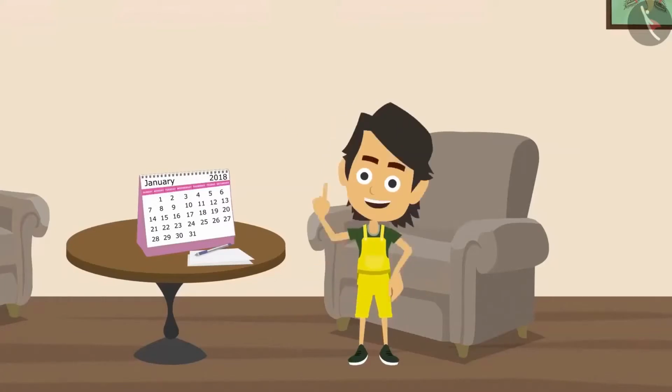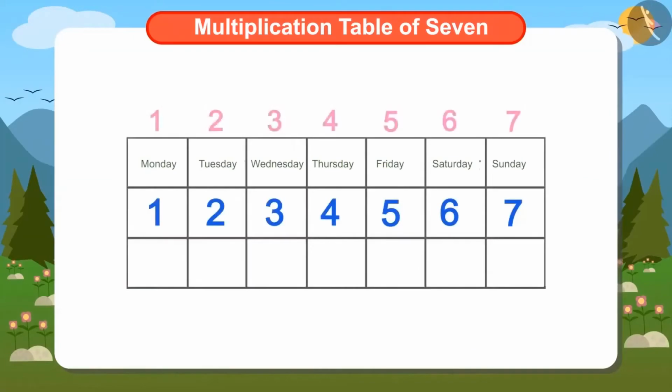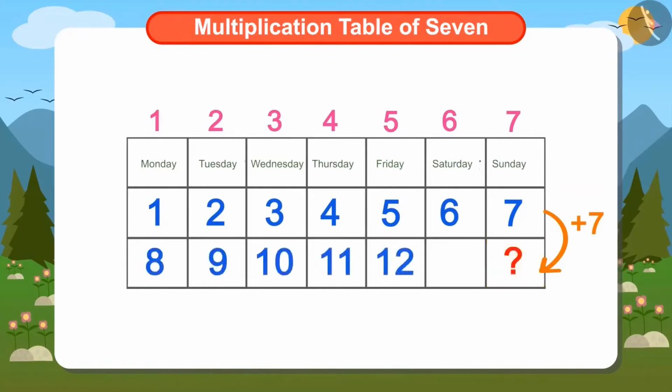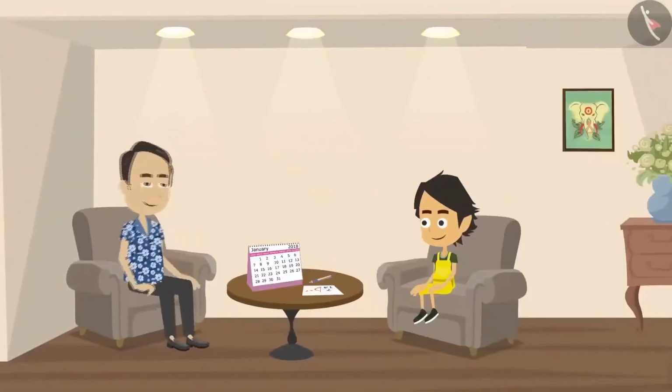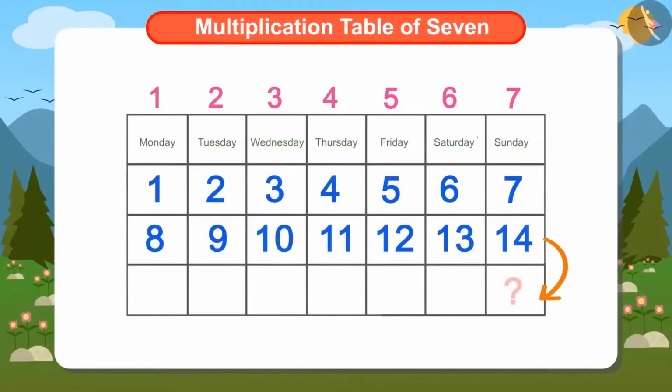Ayushman knows that there are 7 days in a week. So, if 7 is added to today's date, 7th, then next Sunday's date will be easily known. If we add 7 to date 7th, the answer will be 14. Ayushman has found out that next Sunday the date will be 14th. Papa complimented Ayushman and further asked what date would it be on the following Sunday after 14th.